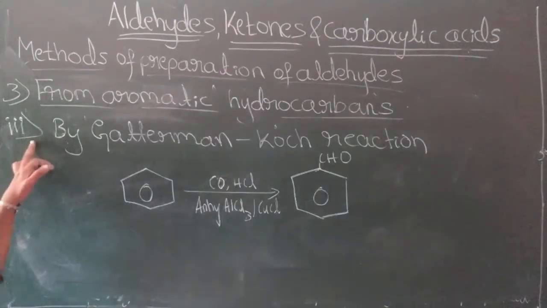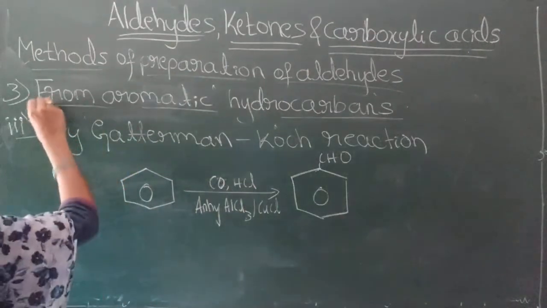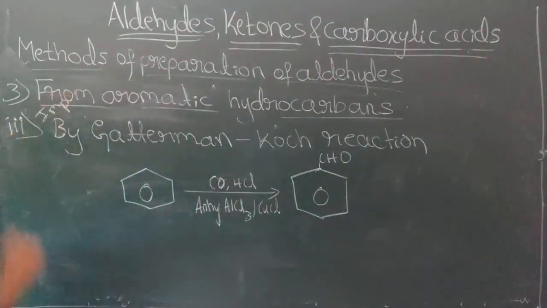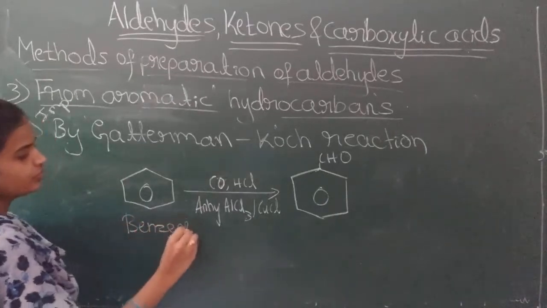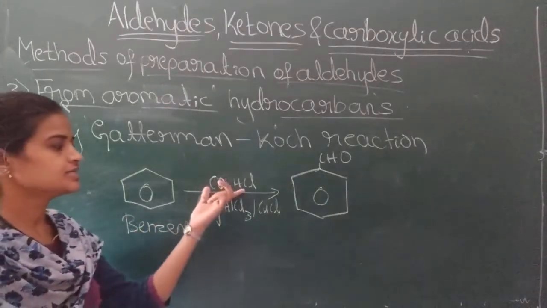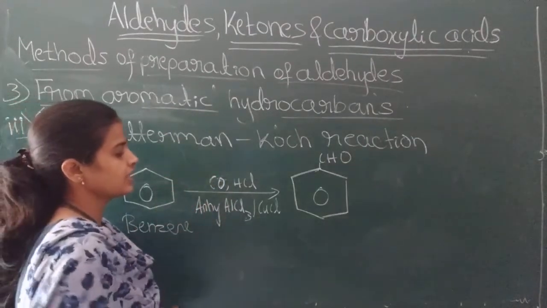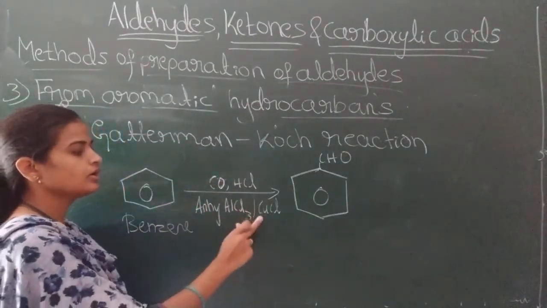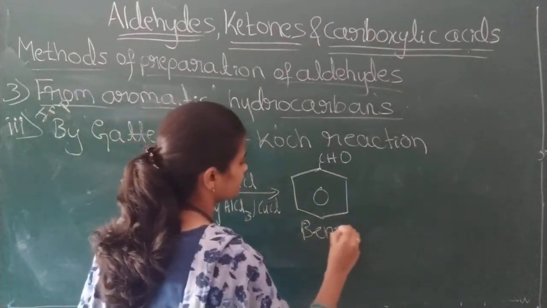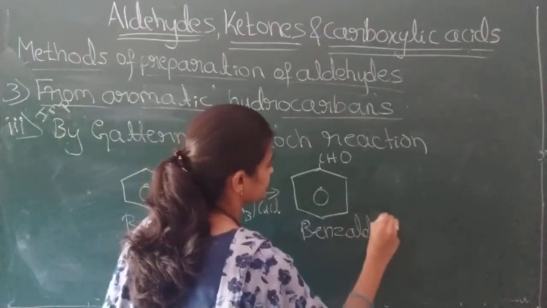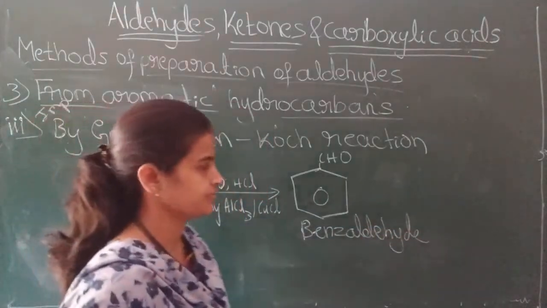Okay. Next, the third method, by the Gattermann-Koch reaction. Again, a named reaction and an important reaction. Okay. When benzene is treated with HCl as well as carbon monoxide in the presence of anhydrous AlCl3 or copper chloride, benzaldehyde is formed. This is called the Gattermann-Koch reaction.